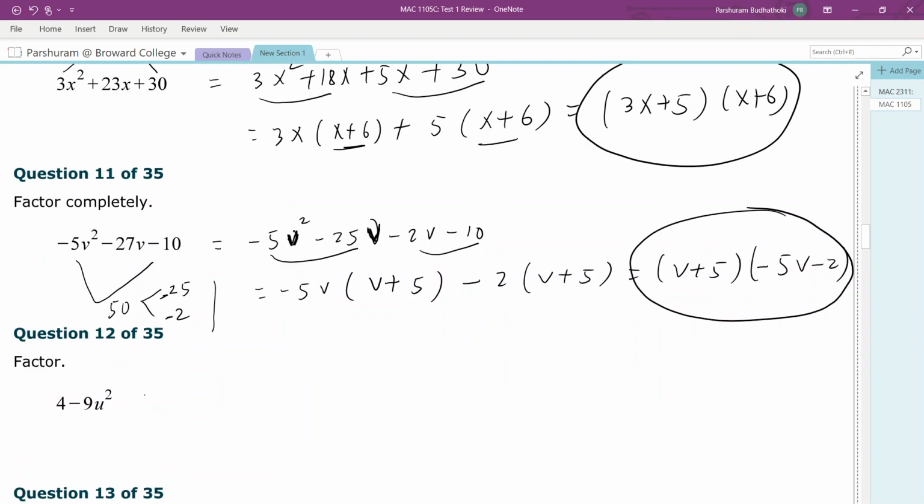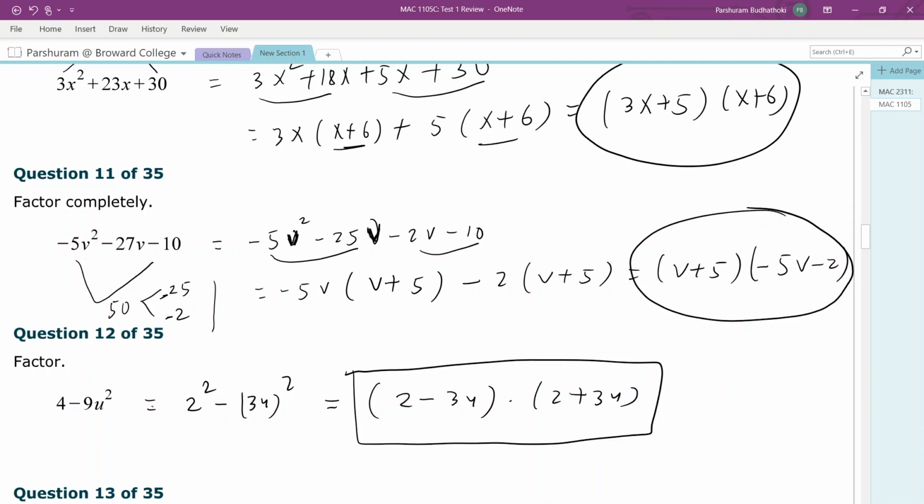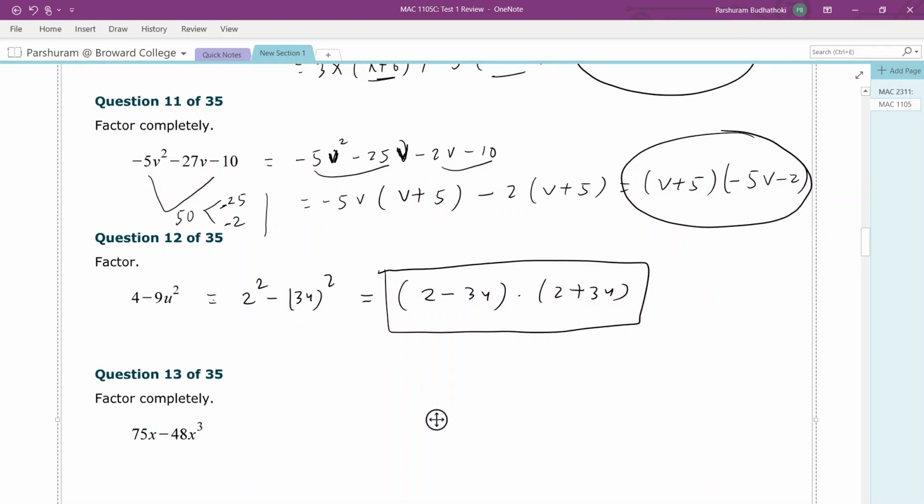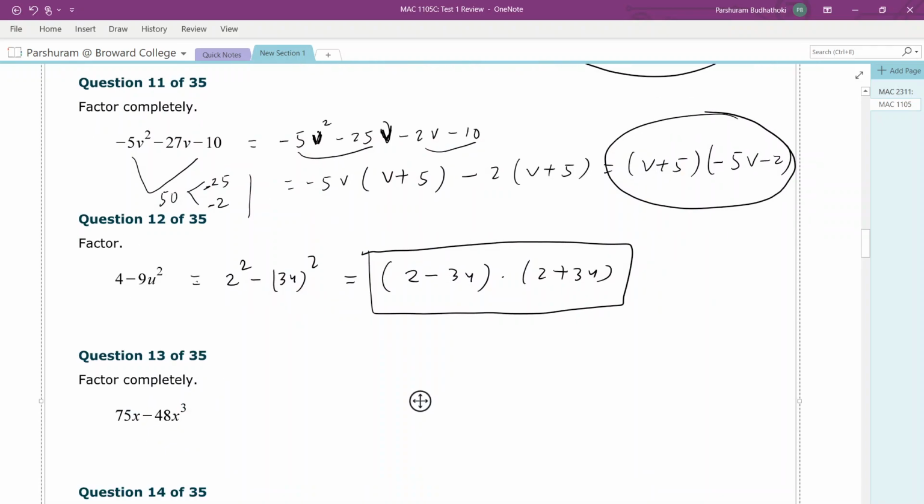Problem 12, I can write down the first term as 2 squared and the second term as (3u) squared. I can use the difference of squares formula, which is 2 minus 3u times 2 plus 3u. That's the final answer, or the factor for this problem. Let's go to problem 13.